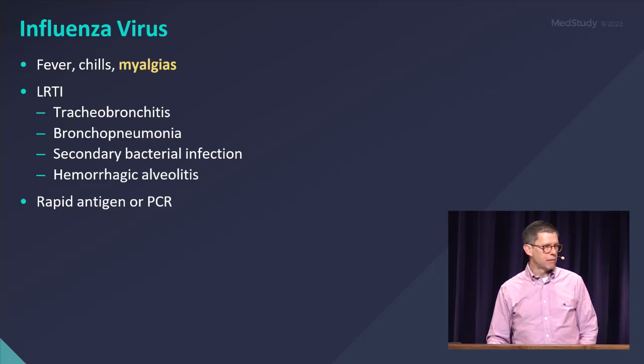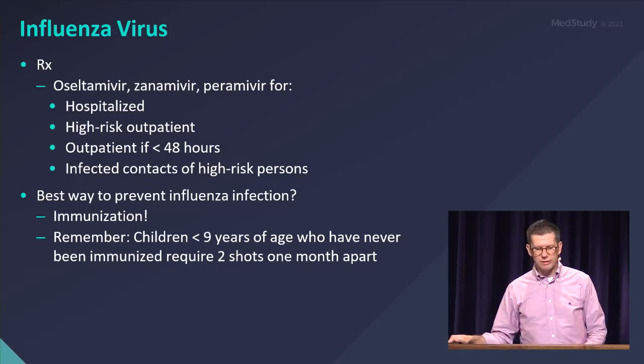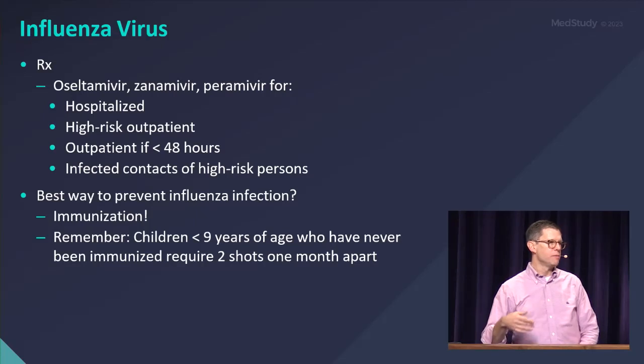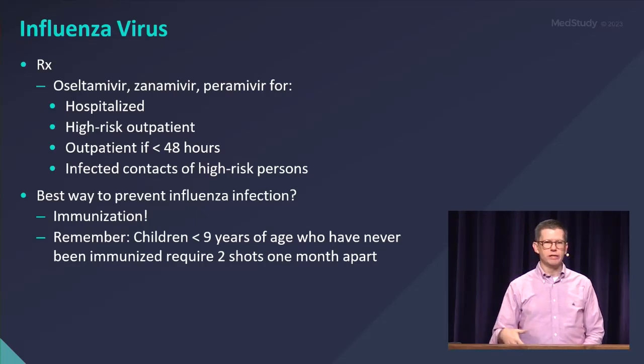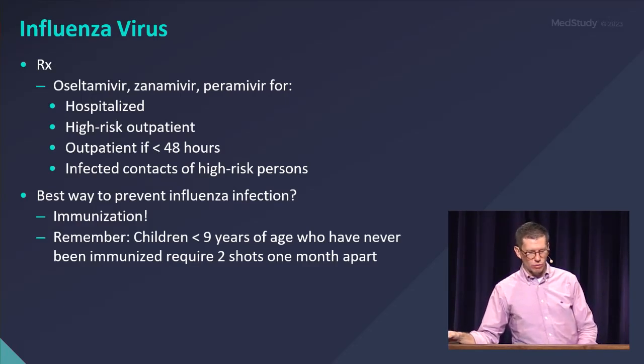And this is, again, rapid antigen testing, usually point of care, or PCR testing. We treat this usually with oral oseltamivir for kids who are hospitalized. Regardless of how long the symptoms have been going on, if flu was severe enough to admit them to the hospital, regardless of their duration of symptoms, you give them oseltamivir. If they're a high-risk outpatient, or if they're not high risk but presented within 48 hours.